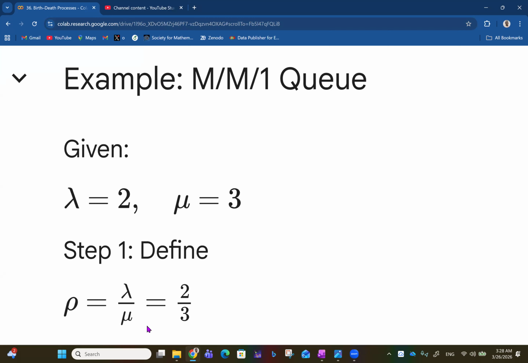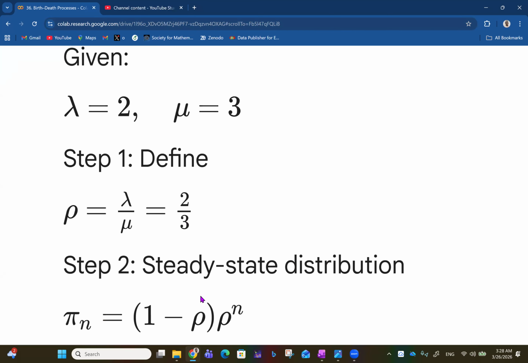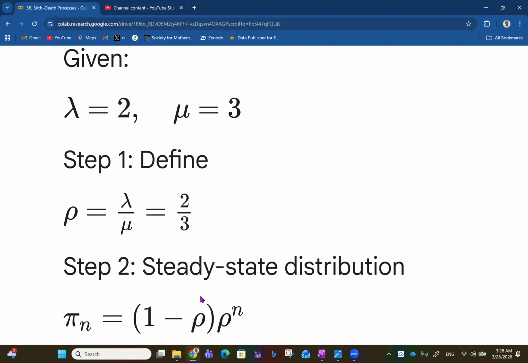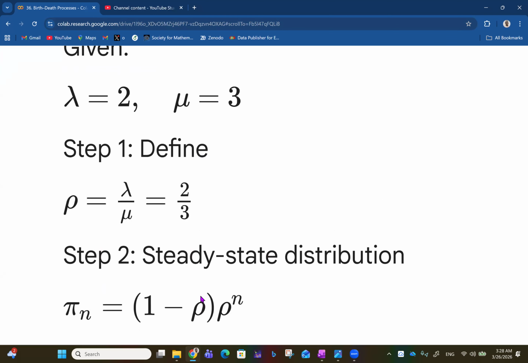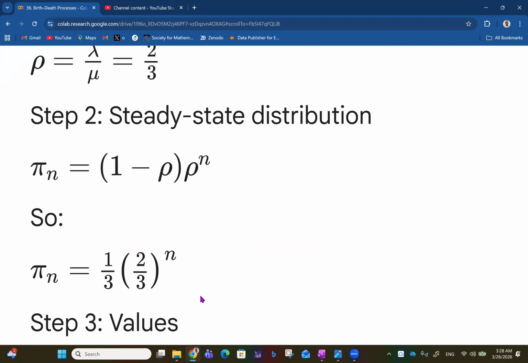So we have rho equals lambda over mu, which is 2 over 3. That talks about how balanced the system is. As long as rho is less than 1, we can say you have a stable system. If the arrival rate is bigger than the service rate, you have an unstable system, and there can be chaos if it gets to that point.